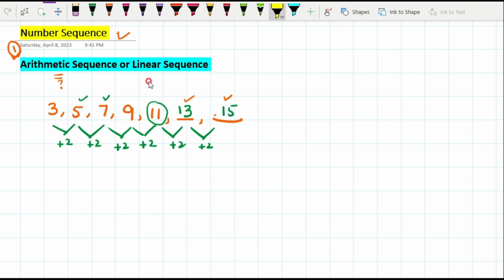Okay, but how can you determine this sequence is arithmetic? You can determine it by looking at their common differences. The common difference should be the same, right? So let's move towards the nth term of the sequence. How can we find the nth term of the sequence? Nth term means a general term.